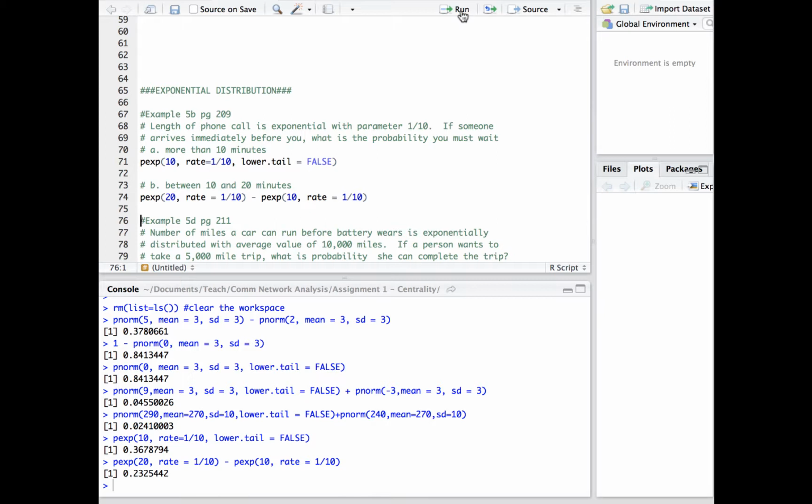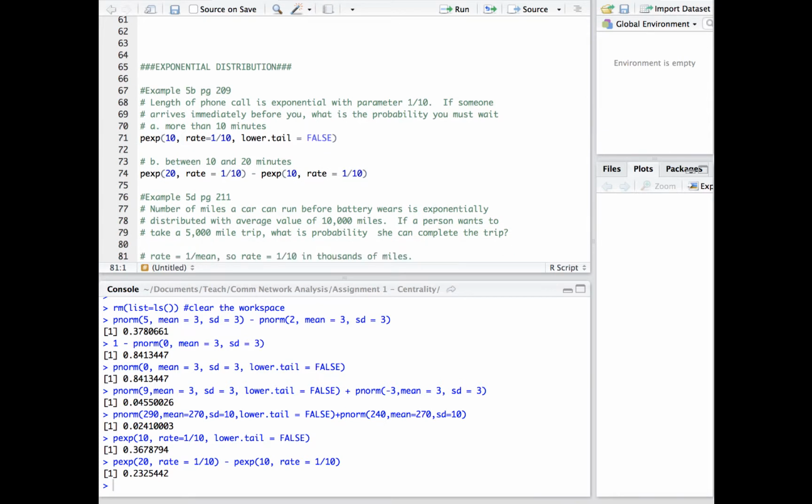We'll now turn our attention to example 5D on page 211 to give you another example. The number of miles a car can run before the battery wears out is exponentially distributed with an average value of 10,000 miles. If a person wants to take a 5,000 mile trip, what's the probability she can complete the trip? For this problem, we have to recognize that the rate parameter in an exponential distribution is 1 over the mean, or the mean is 1 over the rate parameter, however you want to look at it.